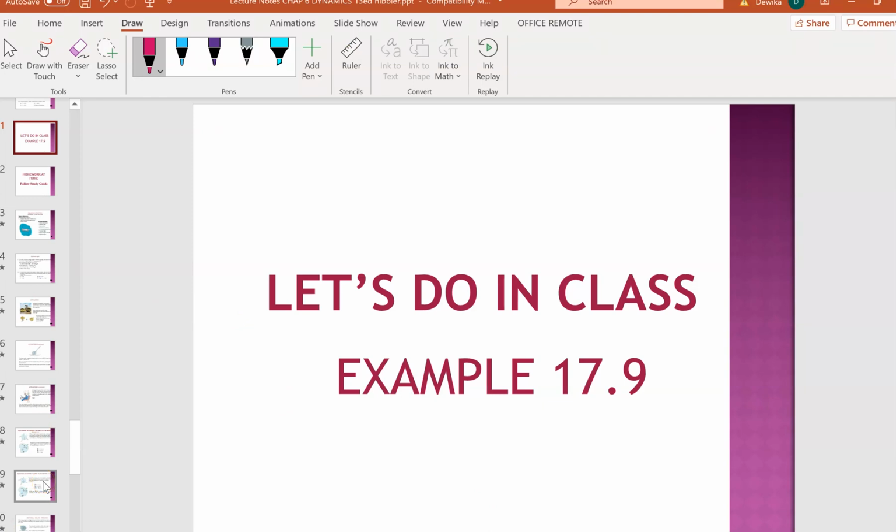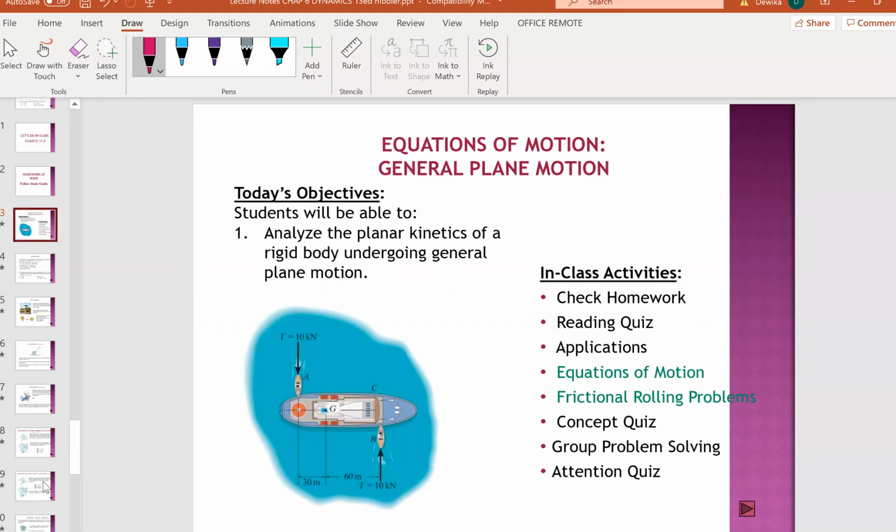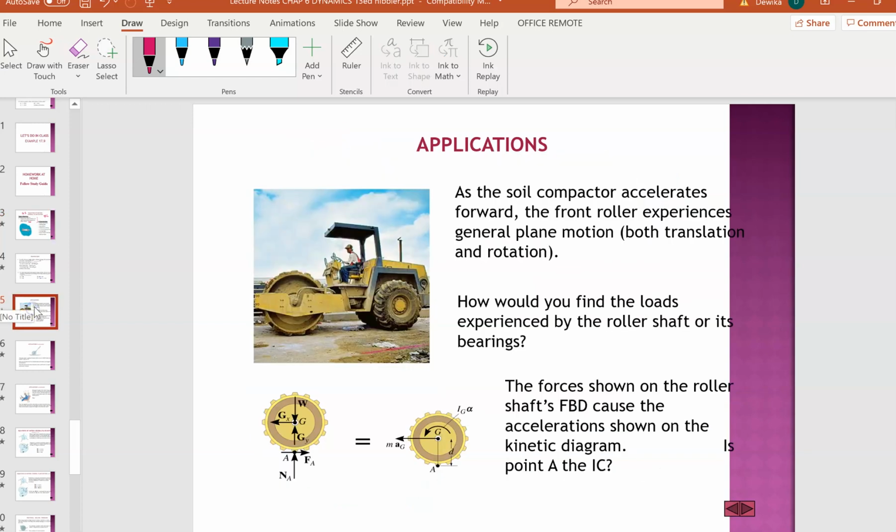The next part would be equation of motion, general plane motion, which is from the textbook page 456, section 17.5. At the end of the day, students will be able to analyze the planar kinetics of a rigid body undergoing general plane motion. Earlier we were just doing one thing at a time, or maybe two things at a time, but now we're going to have a combination of several movements together.